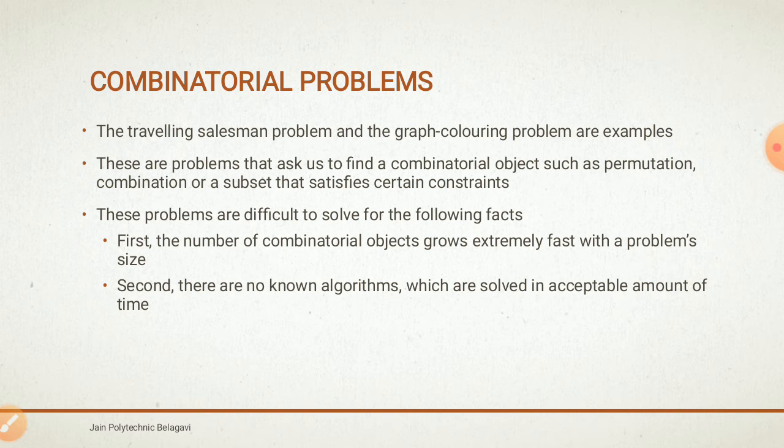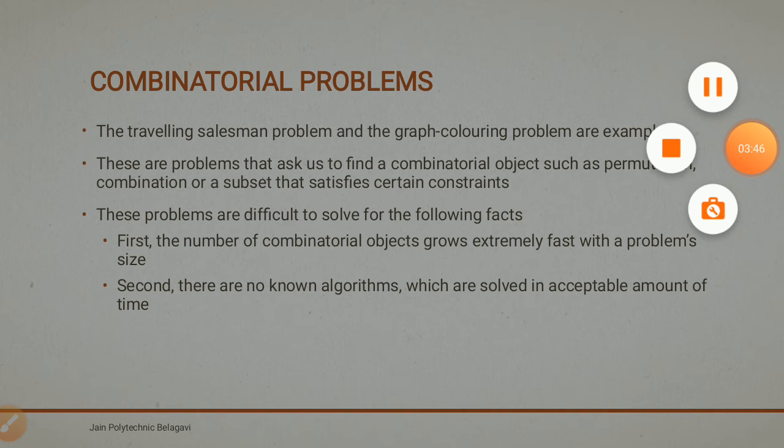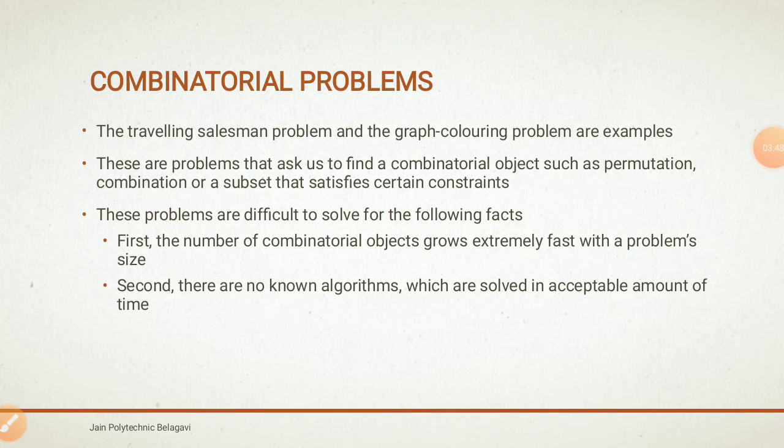These kinds of problems are difficult to solve for the following reasons. First, the number of combinatorial objects grows extremely fast with the problem's size, and second, there are no known algorithms which solve them in an acceptable amount of time. That is what combinatorial problems are.